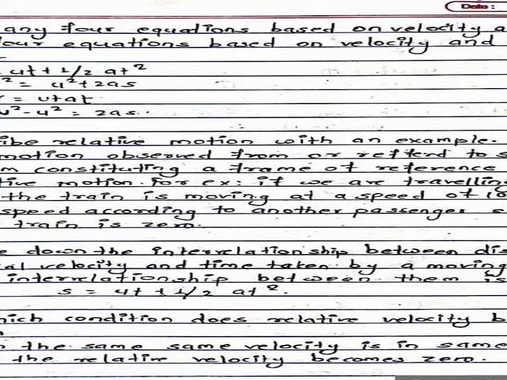Velocity simply means 4 equations. I have already told you: v = u + at, s = ut + half at square, v square = u square + 2as, or v square minus u square = 2as, or s = (u + v) by 2 into t. This also can be given in terms of relative velocity.